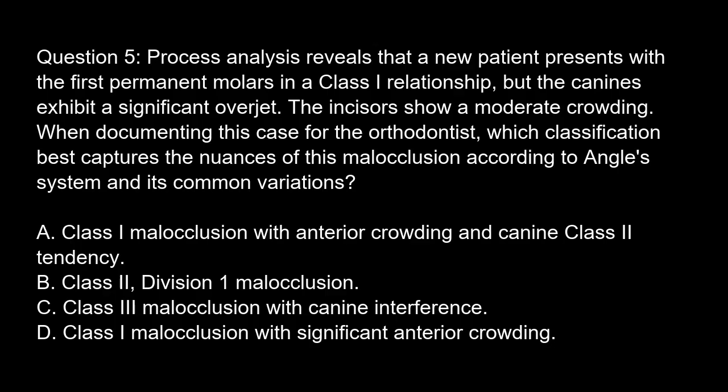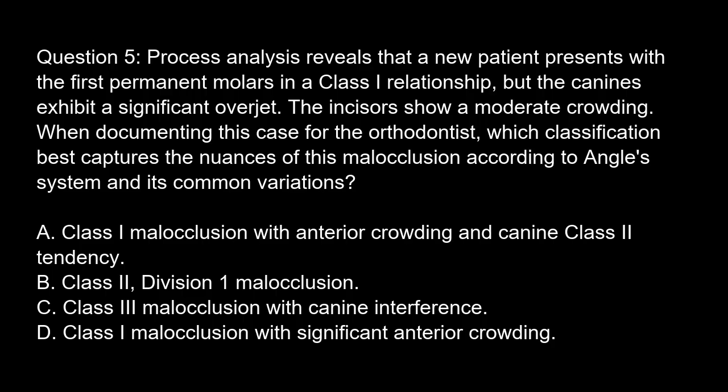Question 5. Process analysis reveals that a new patient presents with the first permanent molars in a Class I relationship, but the canines exhibit a significant overjet. The incisors show a moderate crowding. When documenting this case for the orthodontist, which classification best captures the nuances of this malocclusion according to Engel's system and its common variations?